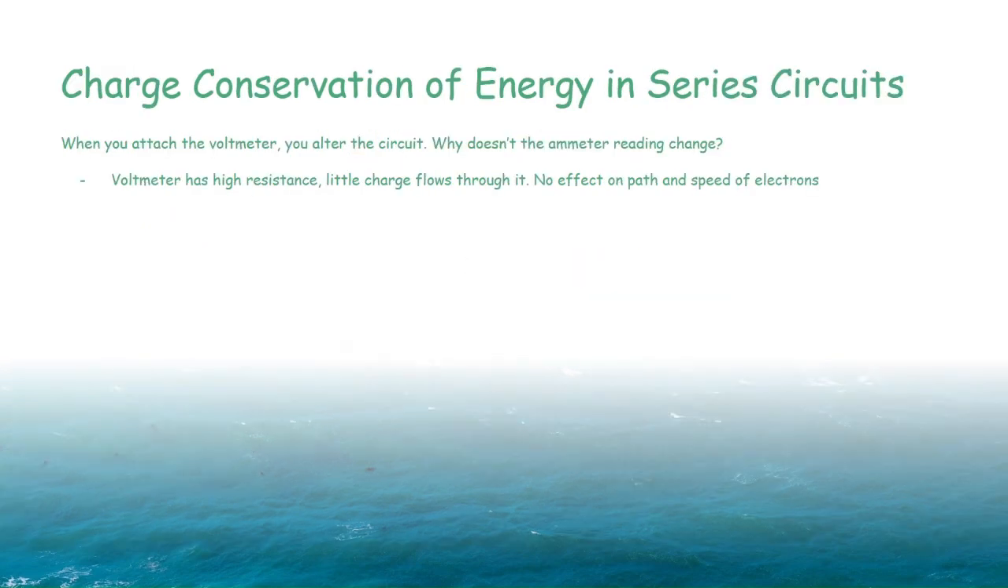When we attach a voltmeter to the circuit, why doesn't the ammeter reading change? The ammeter reading does not change because the voltmeter has a very high resistance, so almost no current flows through it, and there's essentially no effect on the path and speed of the electrons.